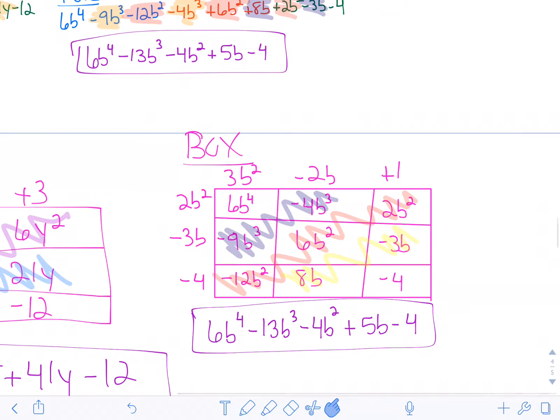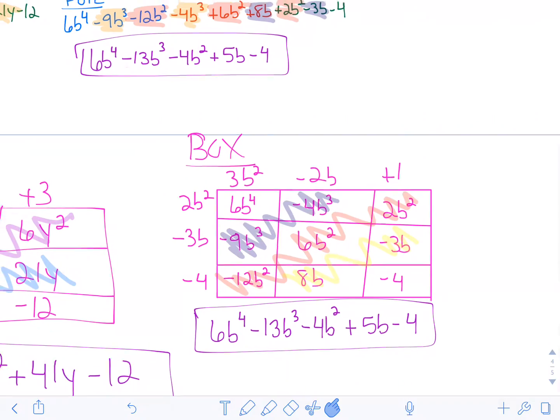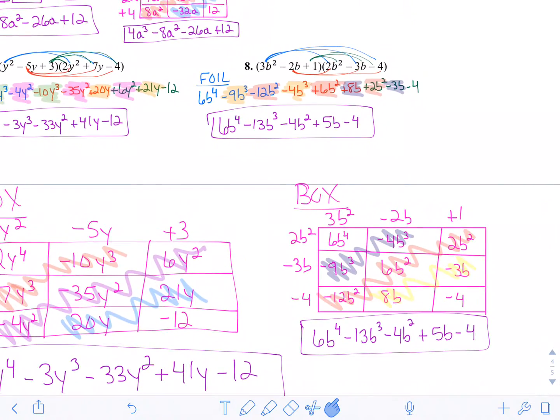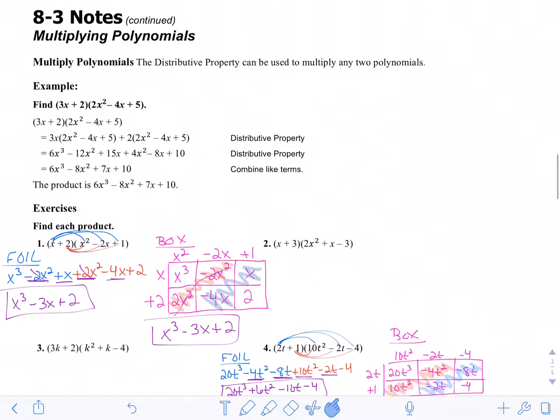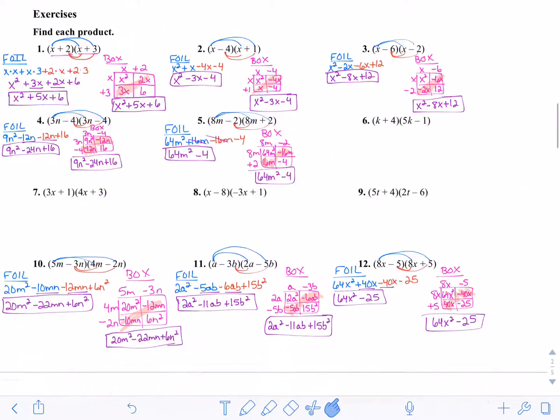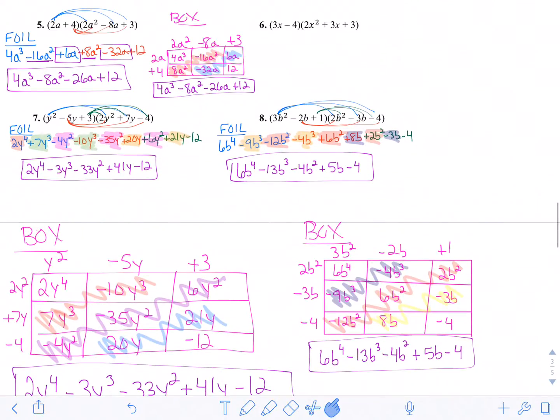So if I zoom out to see 6b to the 4th minus 13b cubed minus 4b squared plus 5b minus 4, our answers come out to be the same. Okay, so it doesn't matter which method you like to use, FOIL or box. I went ahead and worked all these out both ways so that you can see them. So if you have any questions just come see me.